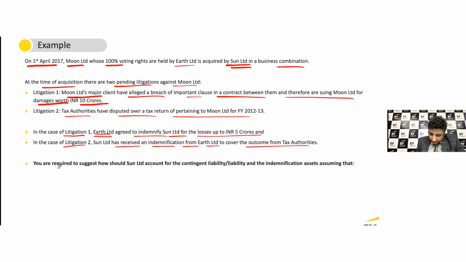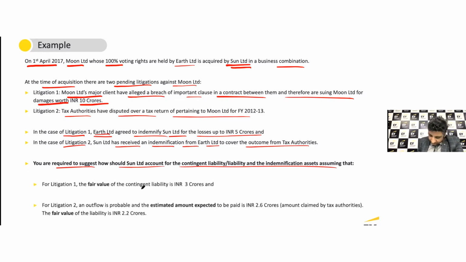The question is, you're required to suggest how should these transactions be dealt with, assuming in the first scenario, the fair value of the contingent liability is 3 crore rupees. And in the second scenario, an outflow is probable and the amount expected to be paid is 2.6 crore rupees. The fair value of the liability is 2.2 crore rupees.